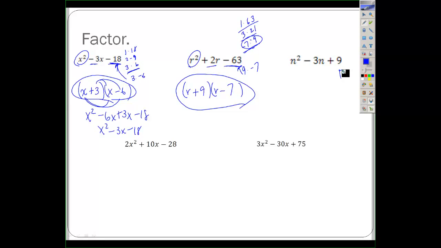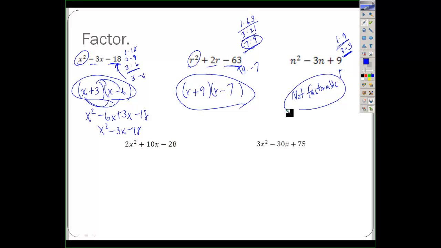Once again, I'm trying to find two numbers that multiply to get 9 and add up to -3. I know the factors of 9 are 1 times 9 or 3 times 3. I know I can't add 1 and 9 to get to -3, and I know I can't add 3 and 3 to get to -3, so I know this must not be factorable. One more time, it is not factorable because neither 3 and 3 nor 1 and 9 will add up to -3. So it's not factorable.